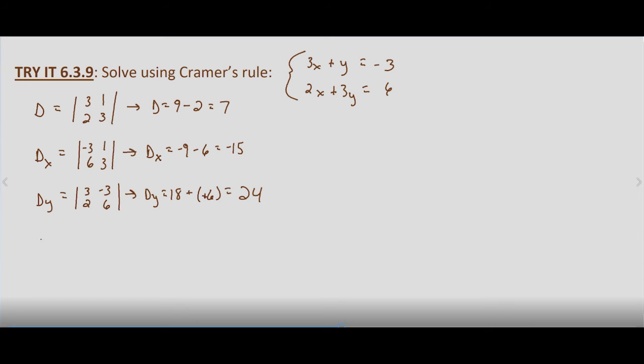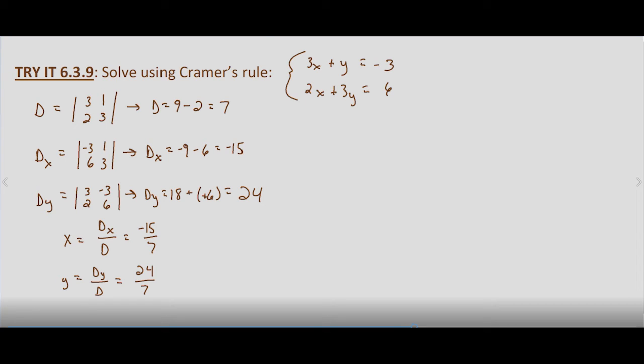So x equals D sub x over D, which equals -15 over 7. And y equals D sub y over D, which equals 24 divided by 7.